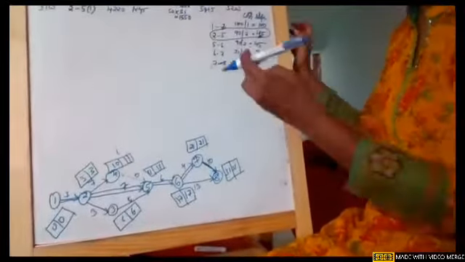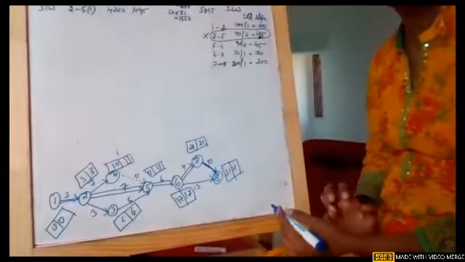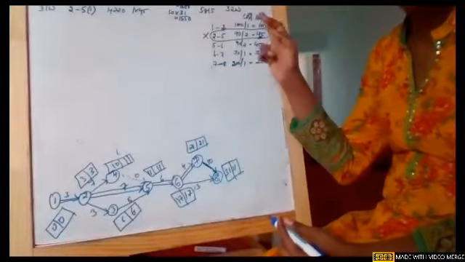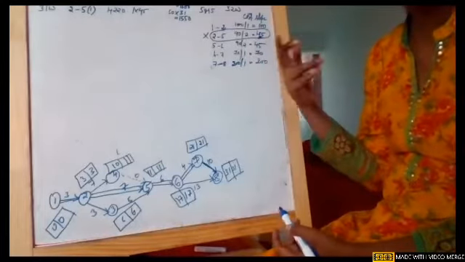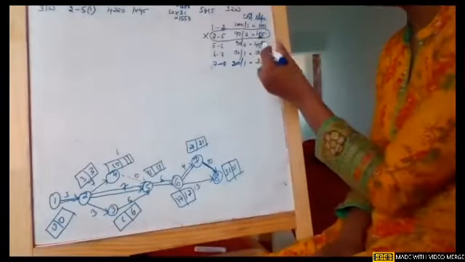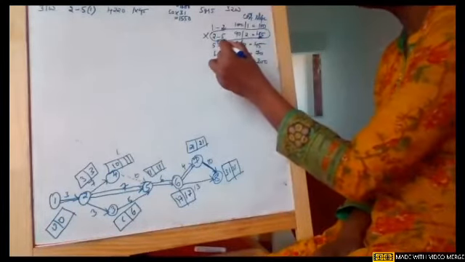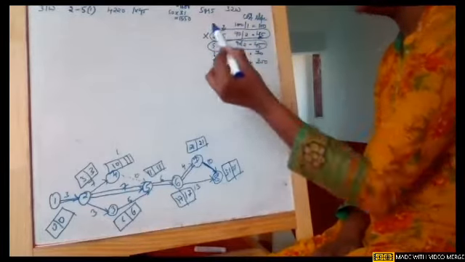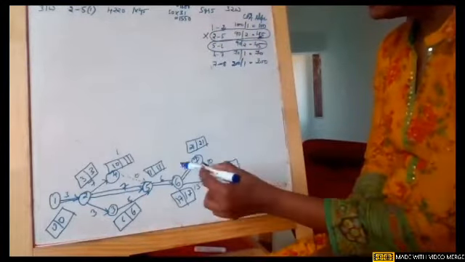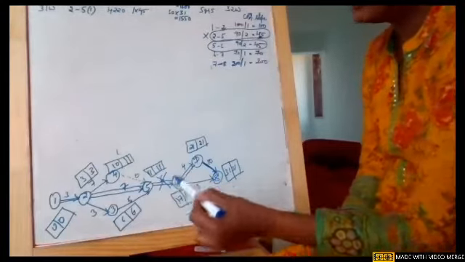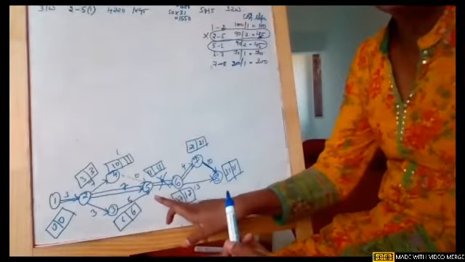Now next we will crash one. This is done. Crashing is done for this particular activity. Again, go to the cost slope. Pick the next lowest value. Obviously, 45 is the next lowest value. So we are going to crash the activity 5 to 6. Go to that particular network. Wherever 5 to 6 is there, immediately mark it.